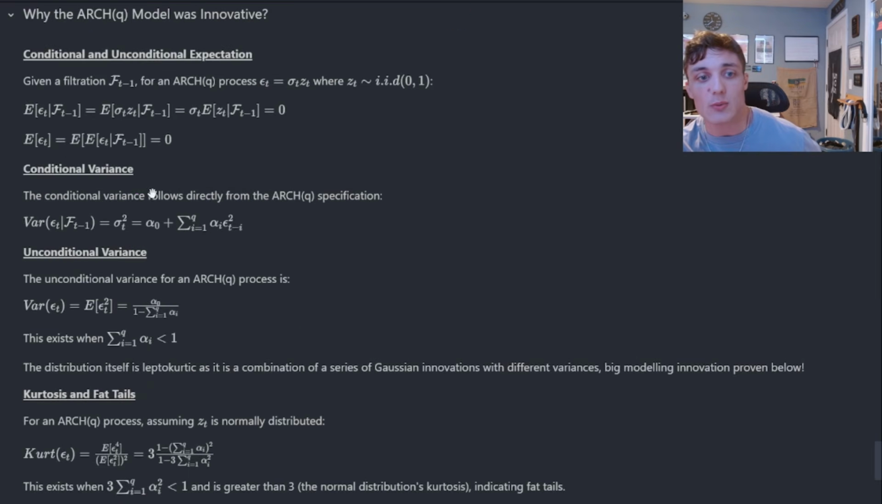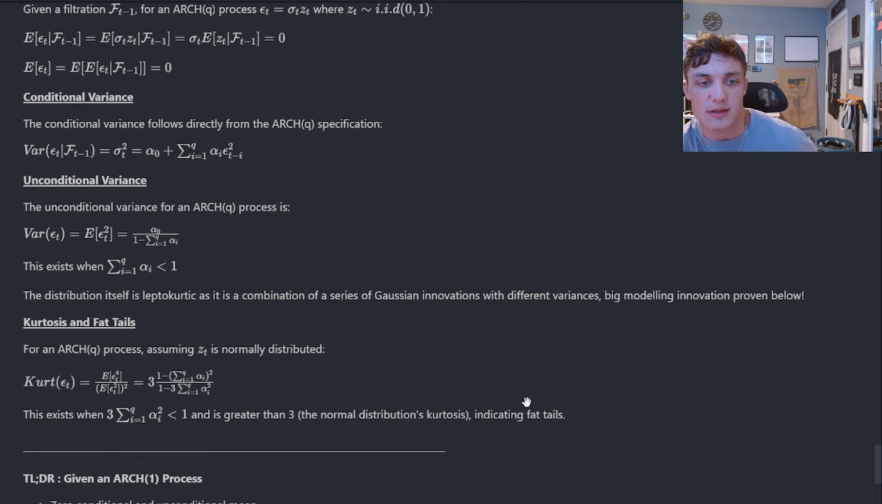So when we come on down here, we see, hey, we certainly are conditionally heteroskedastic. We can see the unconditional variance being some sort of function of the alphas in the definition of the ARCH process. But the distribution itself is leptokurtic since, again, like I said, it's a combination of a series of Gaussian innovations with different variances. How do we know this has excess kurtosis?